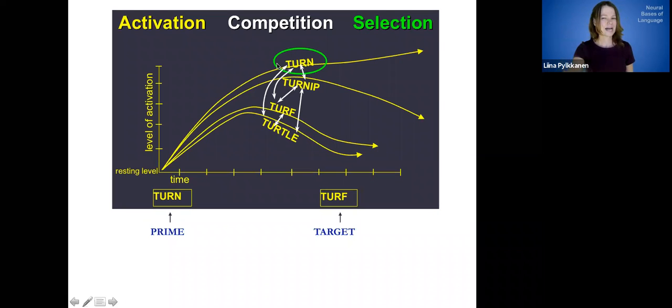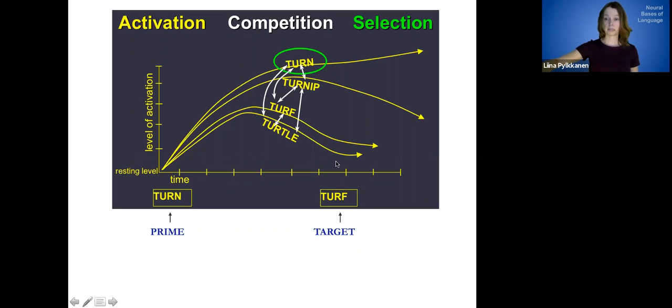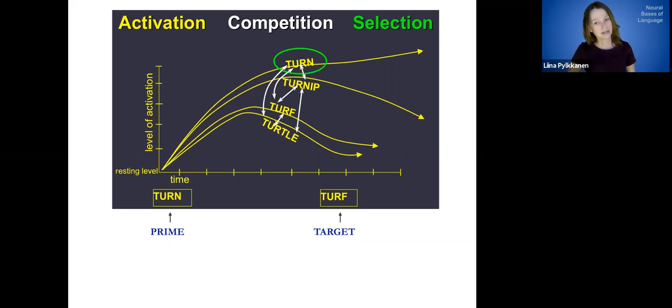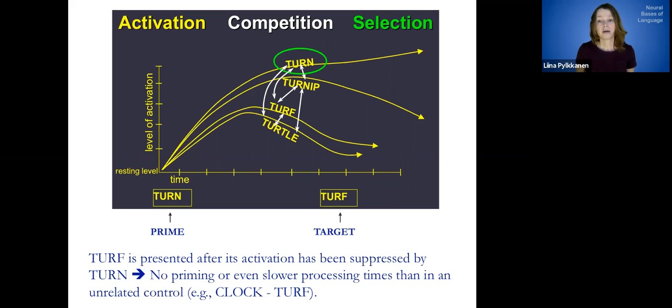And so if that has happened and turf has already been either actively inhibited or its activation level has just started to dwindle, then at that point you might not get any priming anymore, or you might even get an inhibitory effect, which would be an actually slower reaction time to turf in this situation than if it was preceded by something totally unrelated.